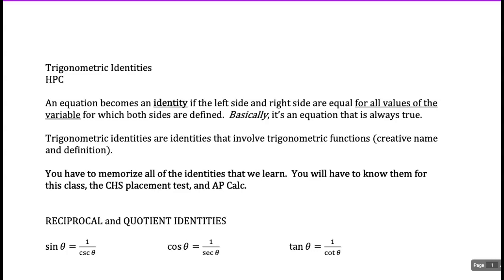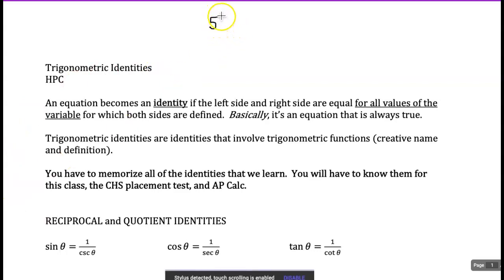Okay, so in this video, I'm going to talk to you a little bit about what are called trigonometric identities. An identity is an equation that is true for every value of the variable for which the variable is defined.